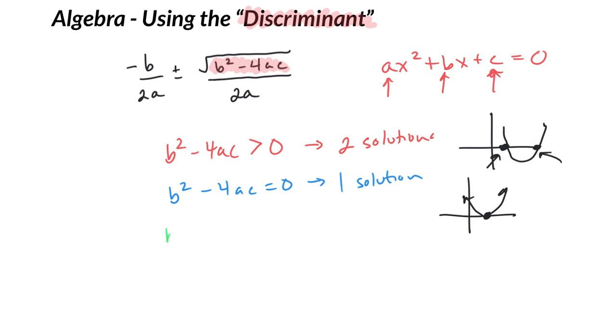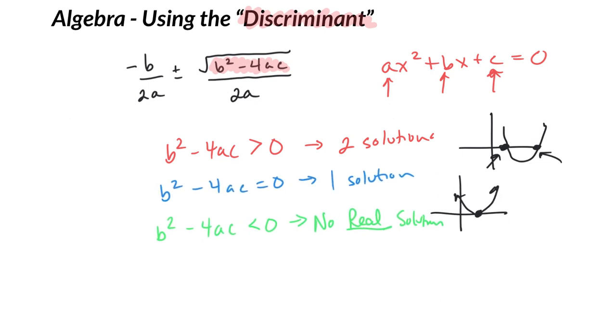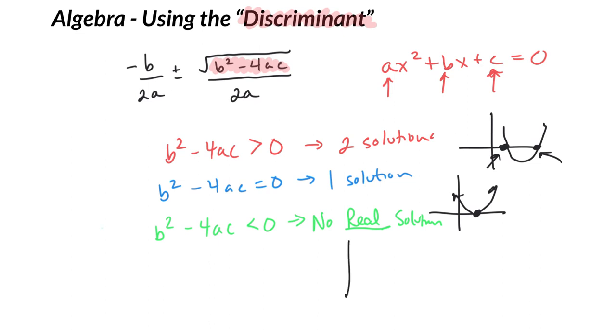So I'm going to write that down. b squared minus 4ac is less than 0 means no real solutions. I don't want to say no solutions. I'm going to say no real solutions. Now, let me draw what that would look like. Right below. So no real solutions means it doesn't hit. It's like a parabola like that where it doesn't actually ever hit the axis.